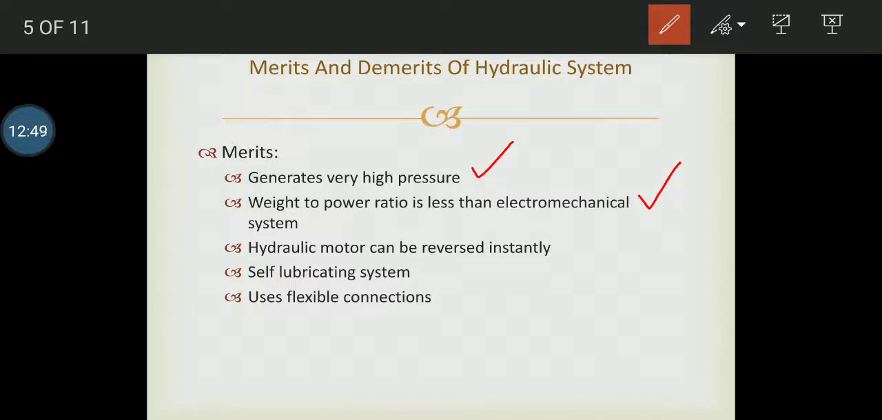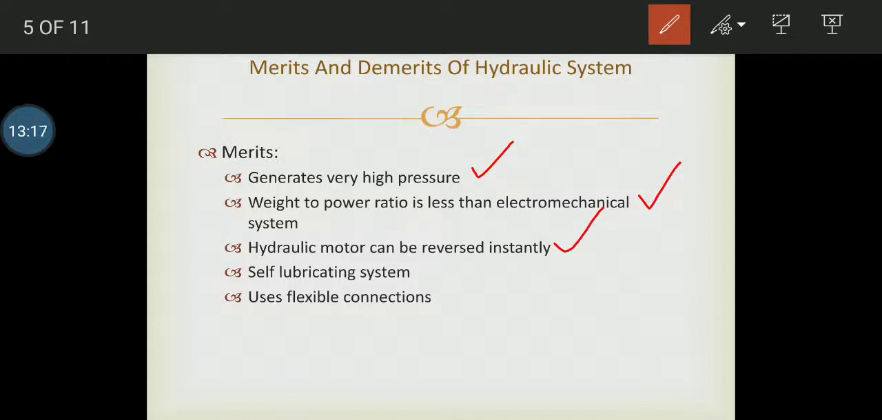Then, the hydraulic motor can be reversed instantly. The hydraulic motor can be moved in any direction. It is actually a bidirectional motor, so it is very convenient to use a hydraulic motor in many hydraulic systems because it is bidirectional and works instantly. It changes its direction instantly as compared to any other system, pneumatic or electromechanical.